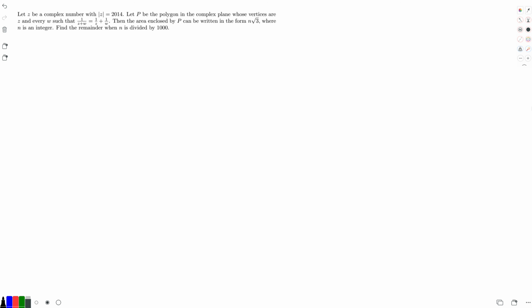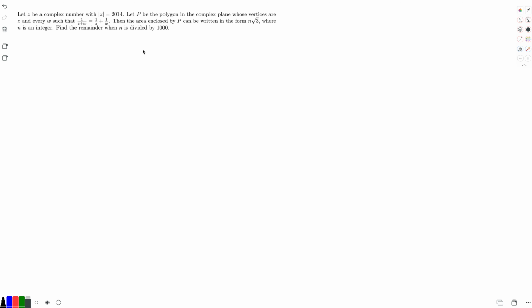Here, this is the 2014 AIME 2 problem 10, and let's have a view of this problem. Let z be a complex number with modulus of z equal to 2014. Let P be the polygon in the complex plane whose vertices are z and every w such that 1 over z plus w is equal to 1 over z plus 1 over w. Then the area of P can be written in this form, and we want to find the remainder when n is divided by 1000.